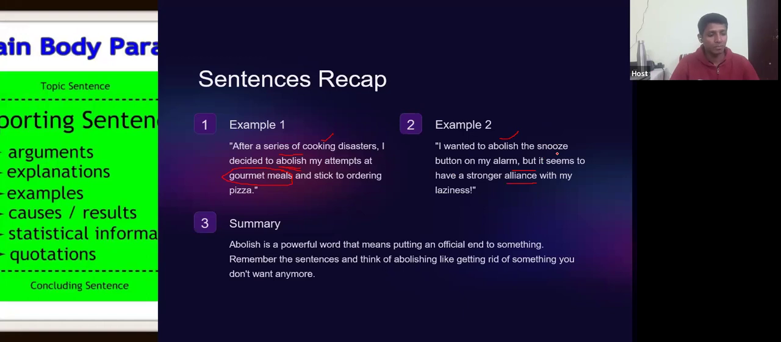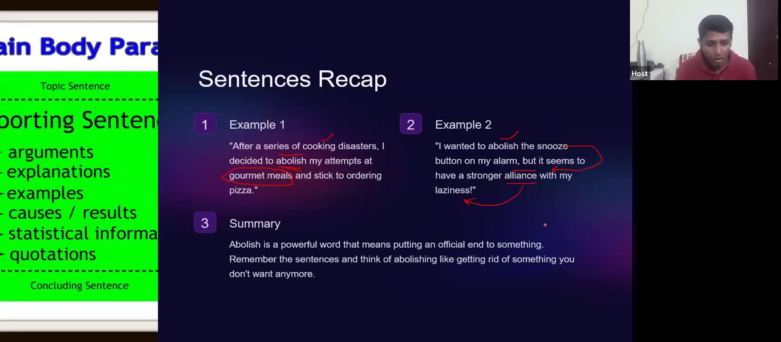But it is very poetic. The snooze button seems to have a strong alliance. The snooze button has a strong alliance with what? With my laziness. Right? So that's the sentence which we have.